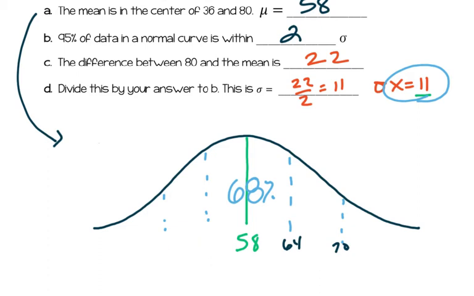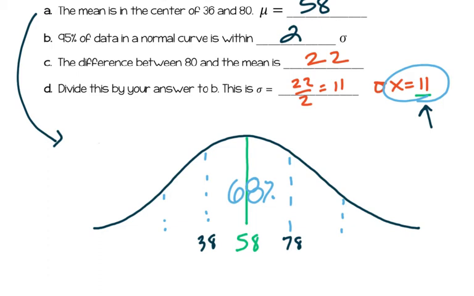If my standard deviation was larger, say 20, then I would have 68% of my students between 38 and 78 kilograms. So that's a much bigger spread. The larger your standard deviation is, the more spread out your data is going to be.